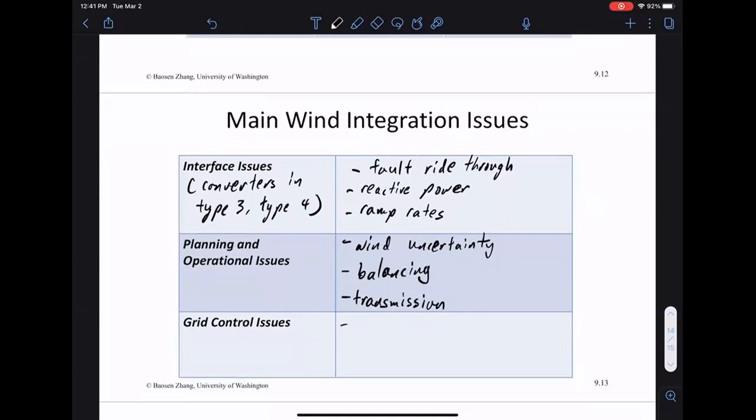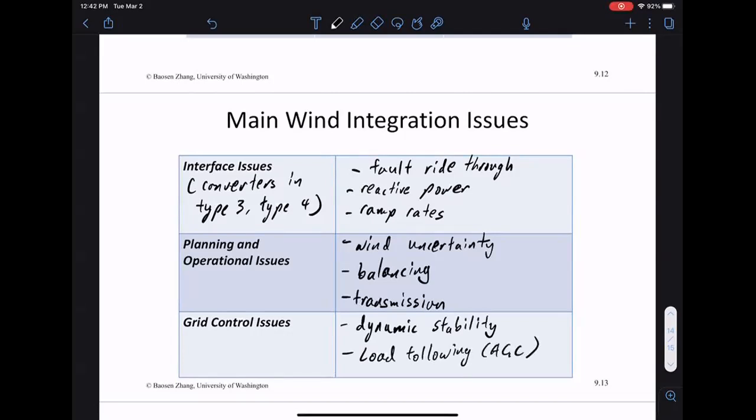Then grid control issues. This is in a shorter term than planning operation, but still it impacts the whole grid. So your own turbine may very well be stable, but we still want the larger grid to be stable when we integrate the turbine into the system. So this has to do with things like dynamic stability of the grid, things like load following. So this is automatic generation control and things like that.